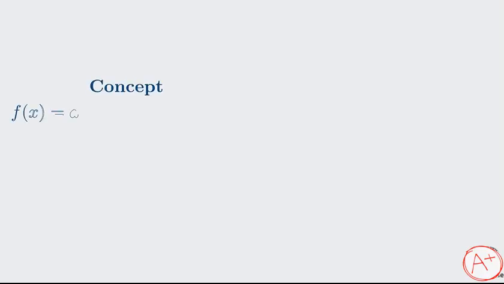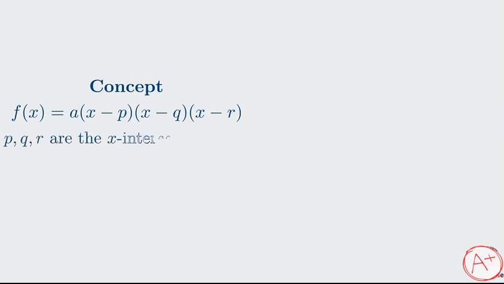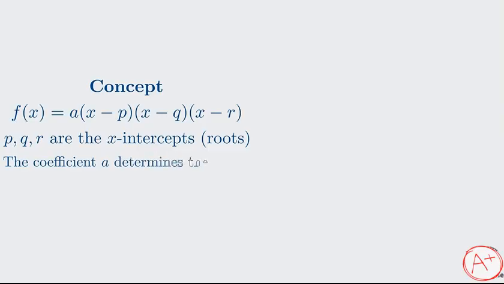We begin with the cubic function in its factored form. Here, p, q, and r are the x-intercepts, or the roots where the graph crosses the horizontal axis. The leading coefficient a is the most important factor for the shape.